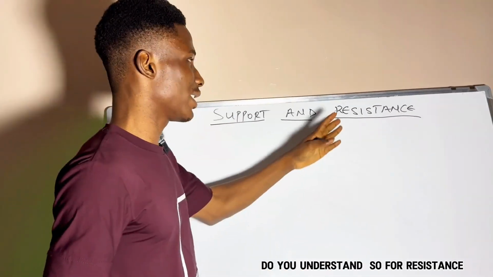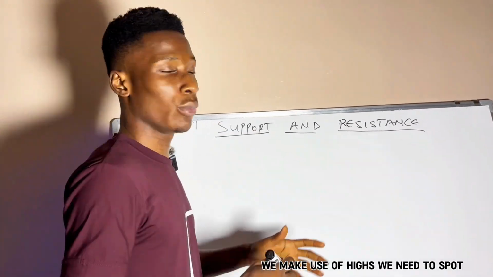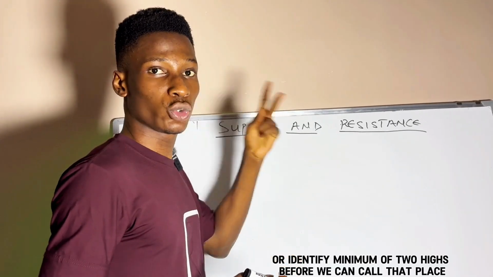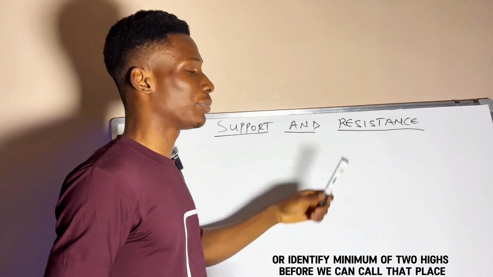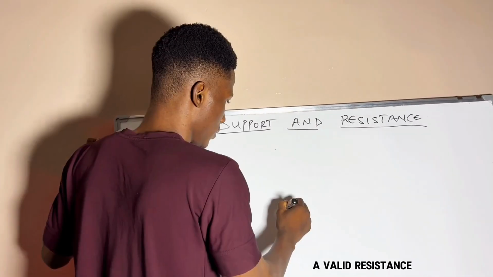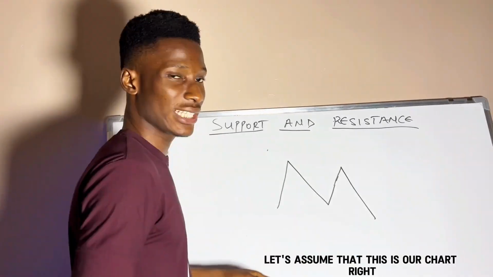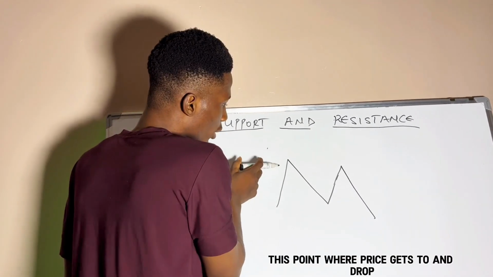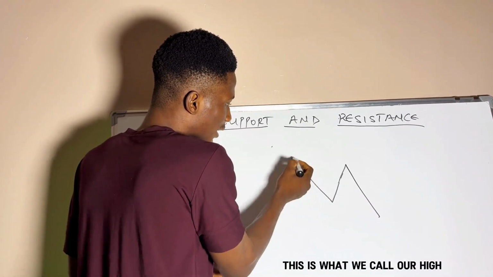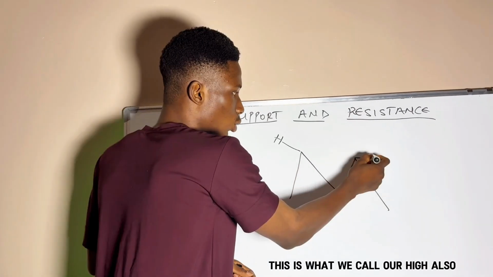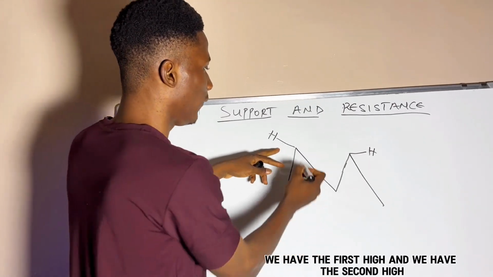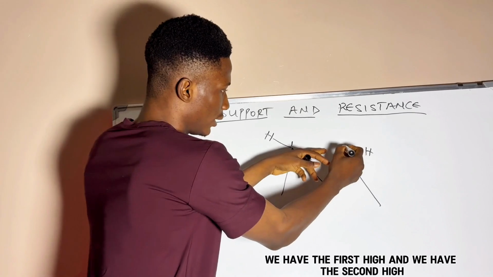Do you understand? So for resistance, we make use of highs. We need to spot or identify a minimum of 2 highs before we can call that place a valid resistance. Let's assume that this is our chart, right? This point where price gets to and drops, this is what we call our high. This is what we call our high also. We have the first high and we have the second high.